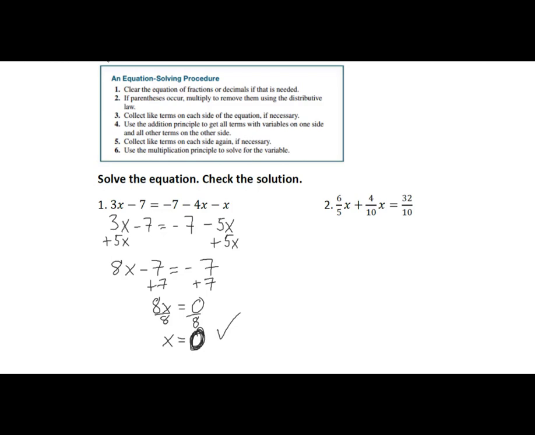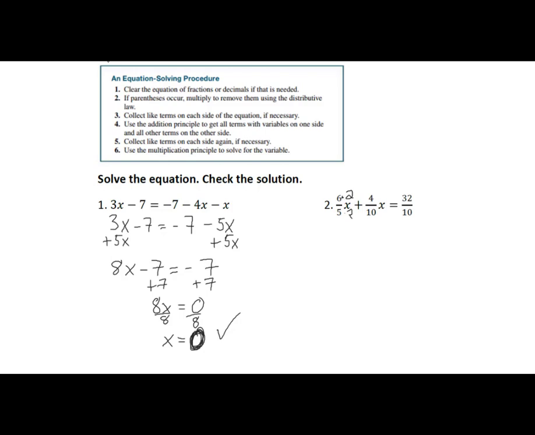All right, so let's look at this next one. I have a 6/5 x, a 4/10 x, and a 32 over 10 here. Well, I need to combine these x's together, but I can't add fractions unless they have the same denominator. So I'm going to multiply this denominator and this numerator by 2.